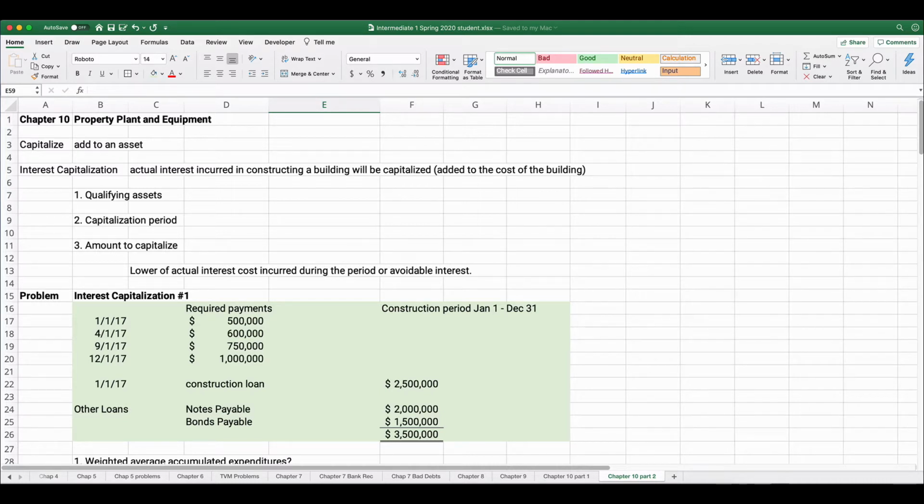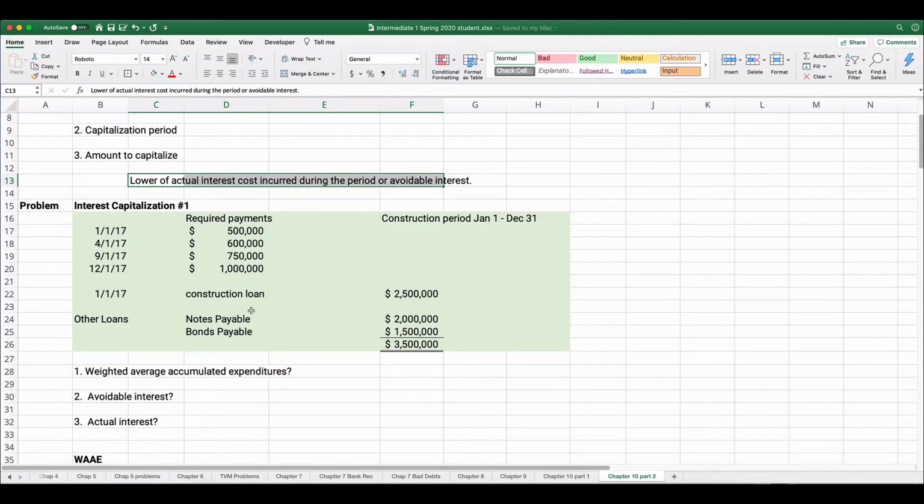To capitalize is to add to an asset, so you're debiting an asset account. The opposite of that is to expense, which is debiting an expense account. So with interest capitalization, you have a construction loan and you're constructing a building. So we're going to have the qualifying asset, which is a building that you're building. You have a capitalization period, and you have to figure out the amount to capitalize. It is the lower of the actual interest cost or the avoidable interest cost.